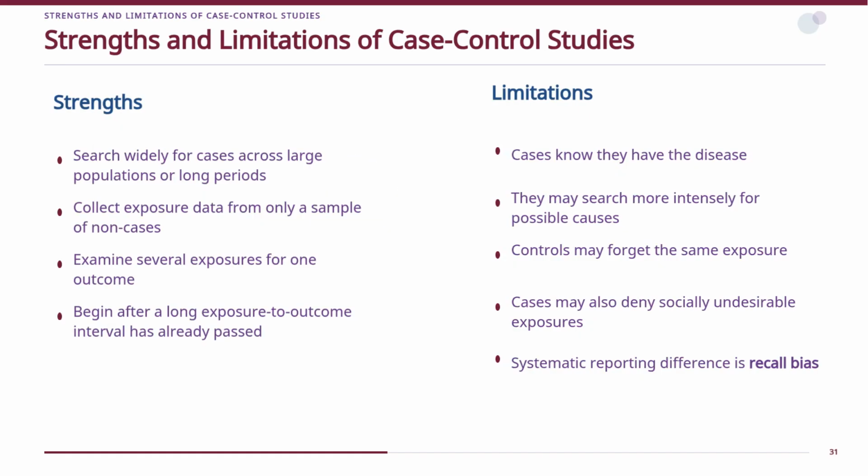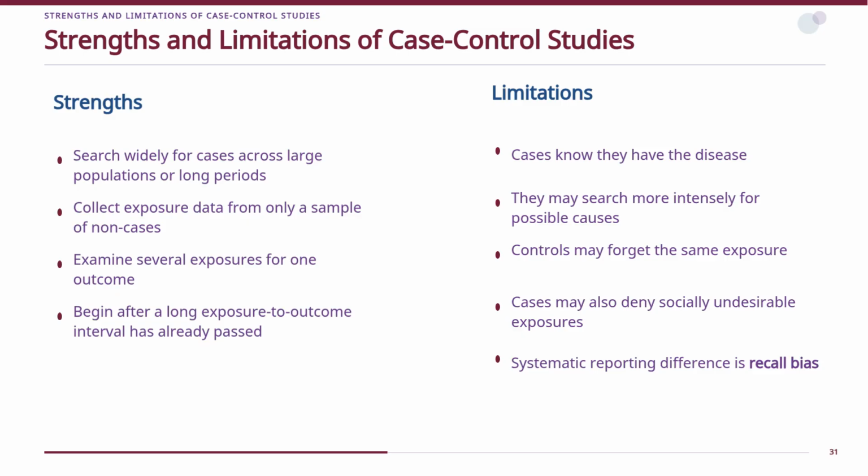Case-control studies have several important strengths and limitations. One major strength is that researchers can search for cases, or people who already have the disease, across a large population or over a long period of time. They only need to collect detailed exposure information from the cases and a sample of people without the disease, called controls.